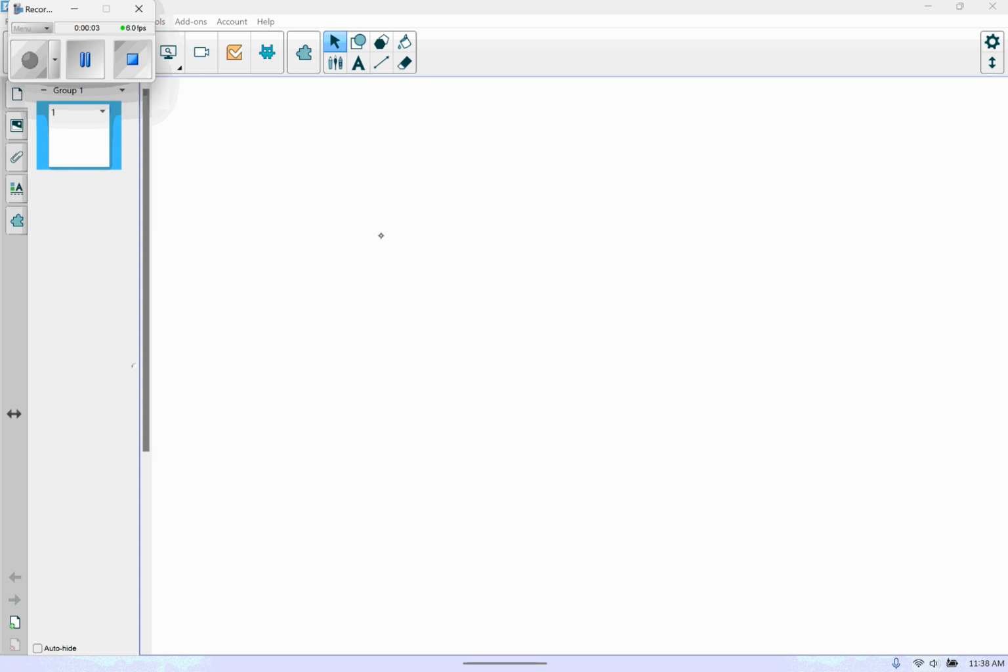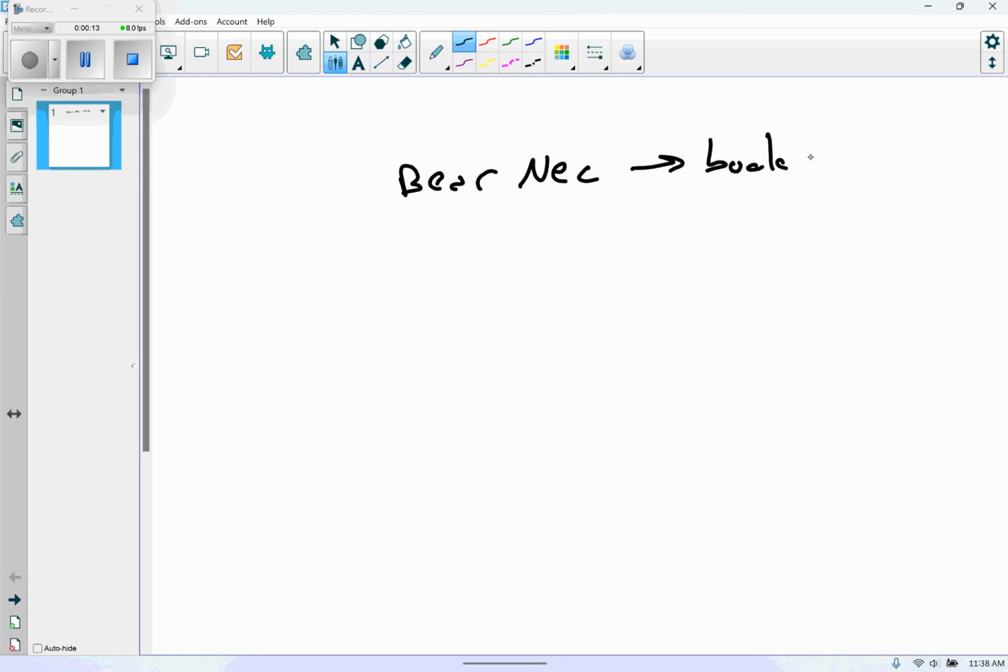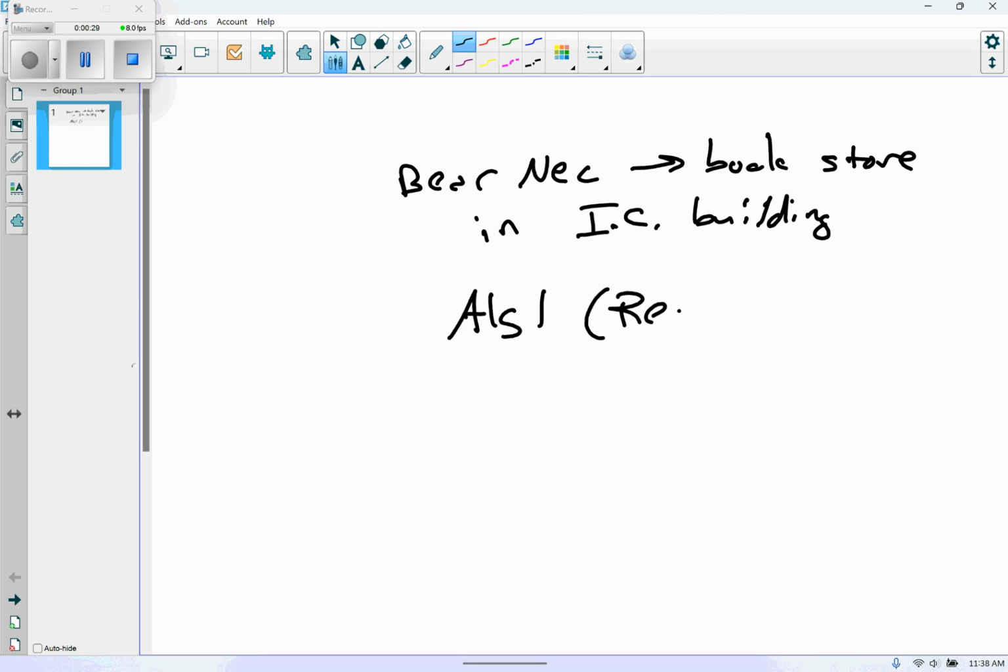Hi, Algebra 1. So make sure you go to the Bare Necessities. That's the bookstore in the IC building, and get the Algebra 1 book. It's a red book, and it costs $3. You also need to make sure you have a 3-ring binder.